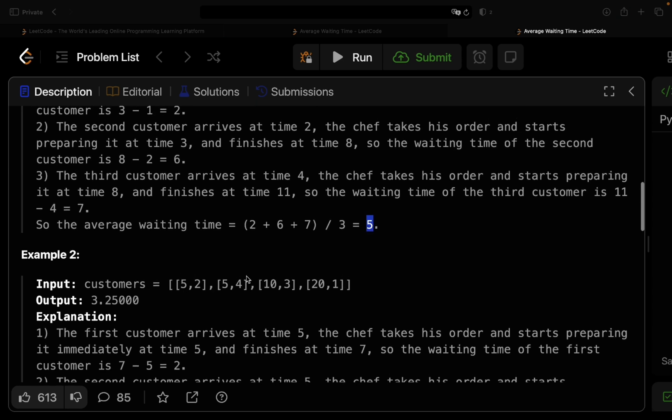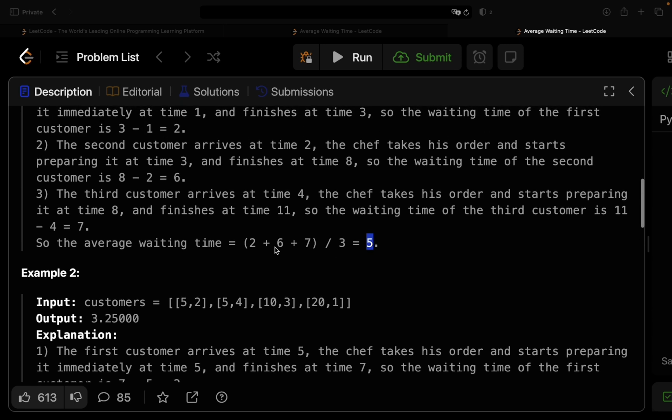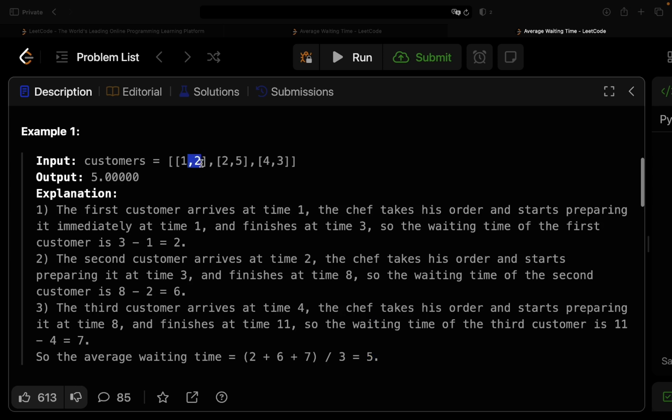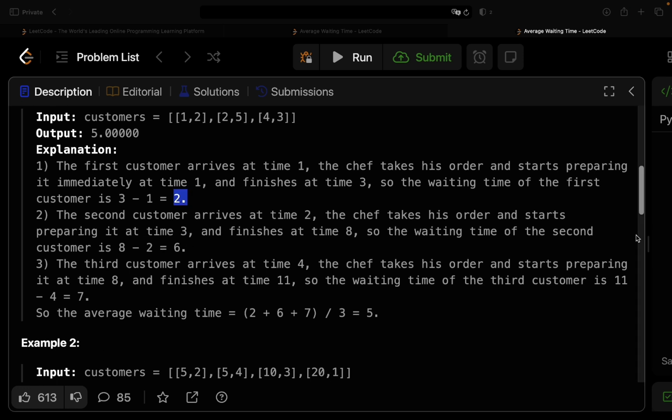We need to keep track of the finishing time of all the previous customers, and we will add the time needed to prepare the food, and we'll subtract the arrival time, so as to have the waiting time for a given customer. So let me explain.